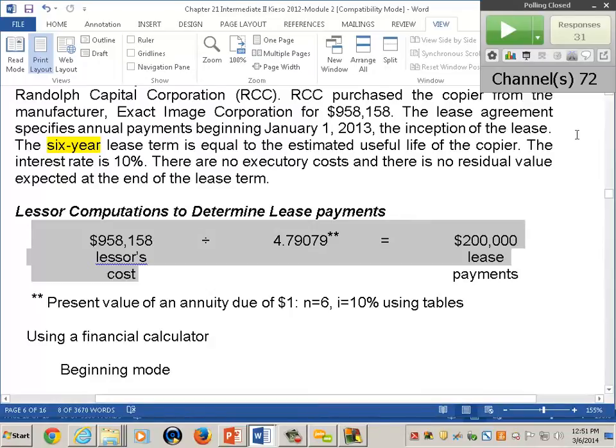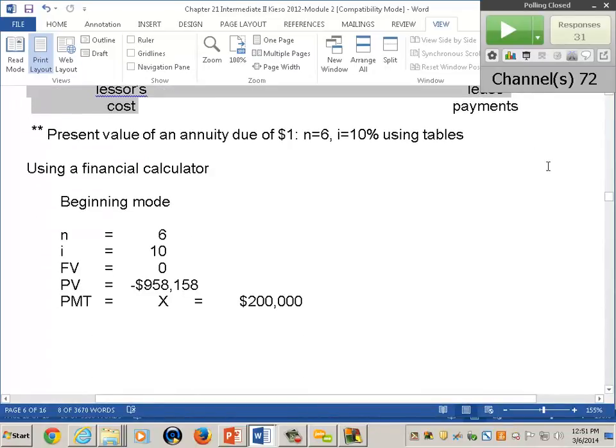Or I could do this on a financial calculator where I calculate the payment. N is 6, I is 10. There's no residual value, so the future value is 0. The PV is minus 958,158, and my payments are 200. So I know that the payment that I have to charge to recover my investment plus the 10% rate of return is going to be 200. Now, once we get the payment and we have the other terms of the agreement, we can determine the type of lease.